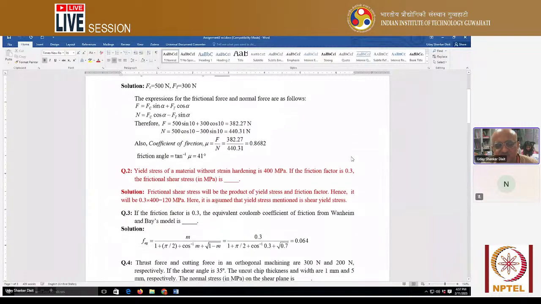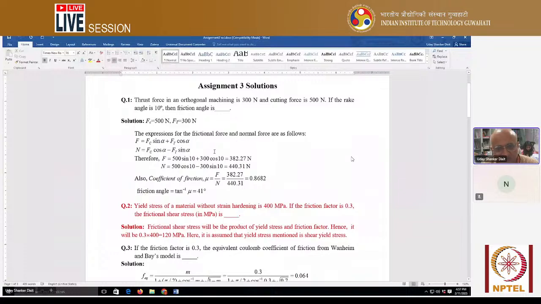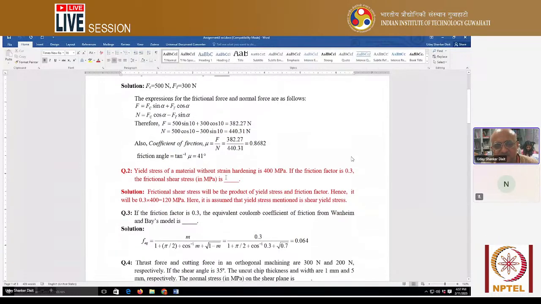So this is also basically based on the formula, but one should know the definition of friction angle. If friction angle is theta, then coefficient of friction is equal to tan theta. Then, the yield stress of a material without strain hardening is 400 megapascal. If the friction factor is 0.3, then the frictional shear stress is?